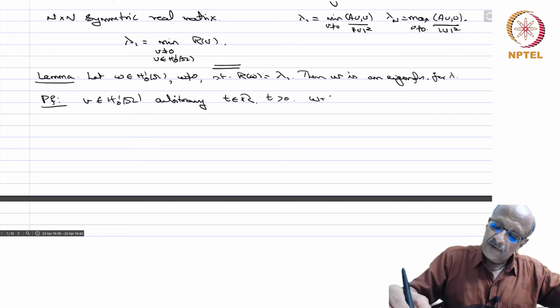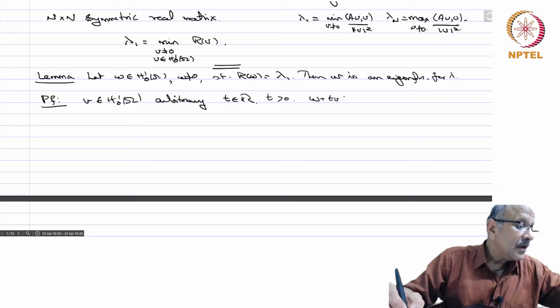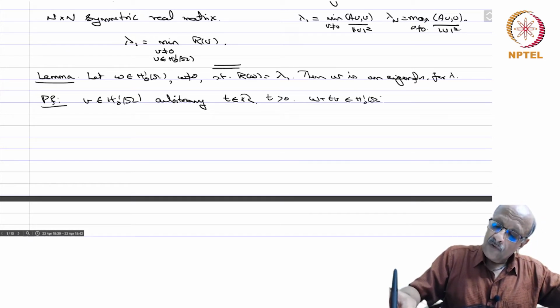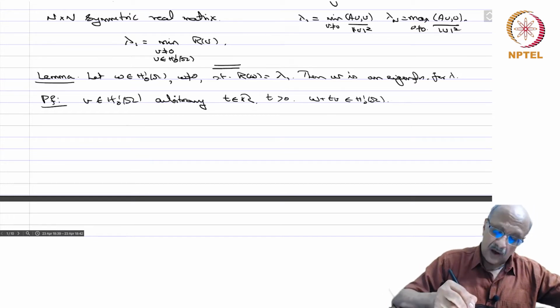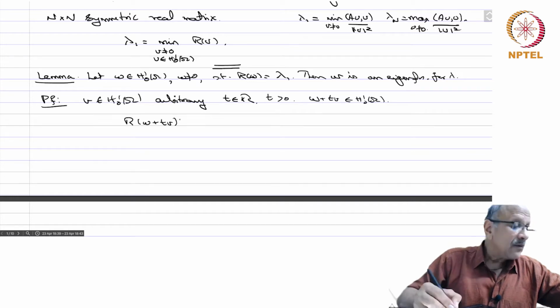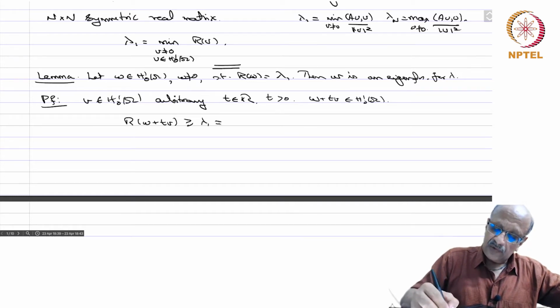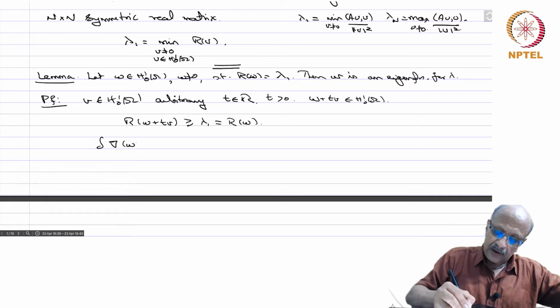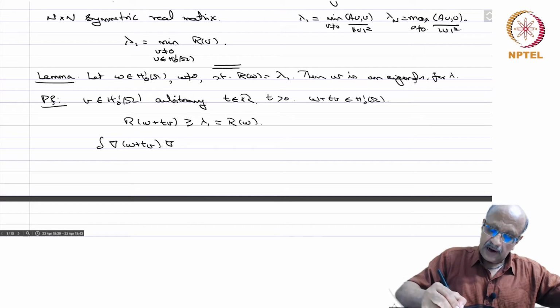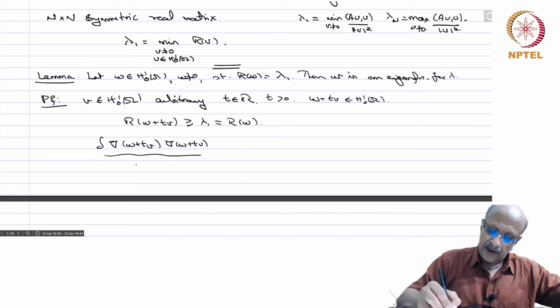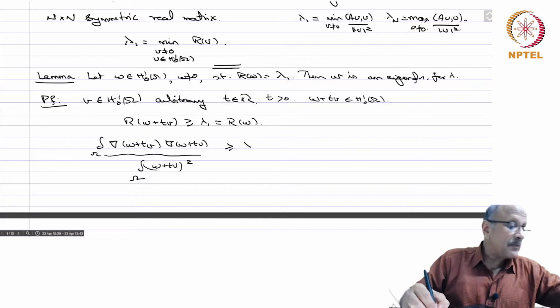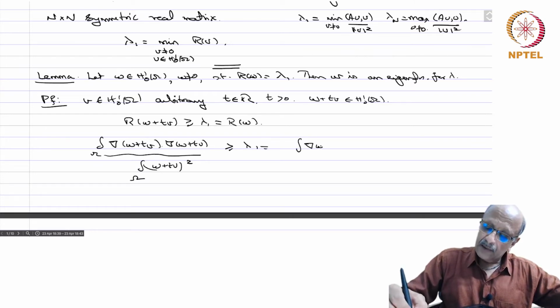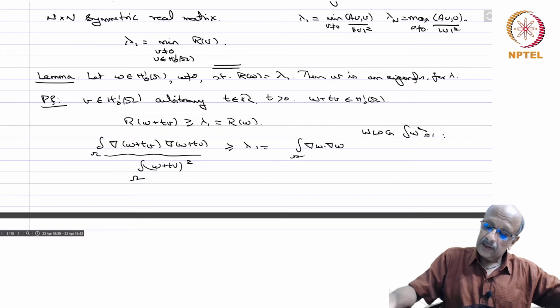Then W plus tV is in H1_0 of omega, and so R of (W plus tV) will be greater than or equal to lambda 1, because it is a minimum, which is equal to R of W. So that means the integral of grad(W plus tV) dot grad(W plus tV) divided by the integral of (W plus tV) squared is greater than or equal to lambda 1, which is equal to the integral of grad W dot grad W. Without loss of generality, I will take the integral of W squared equal to 1. I can normalize W. Okay.